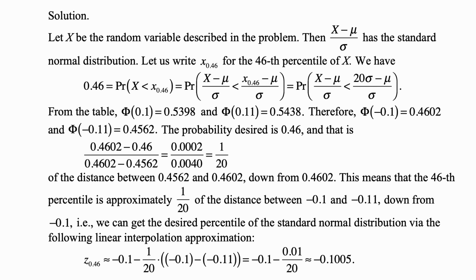So let's try to figure out what the 46th percentile of the standard normal distribution is. On the exam P, you are given the table for the standard normal distribution, and from the table you find that phi, the cumulative distribution function of a standard normal distribution, at 0.1 is equal to 0.5398, and at 0.11 it's equal to 0.5438.